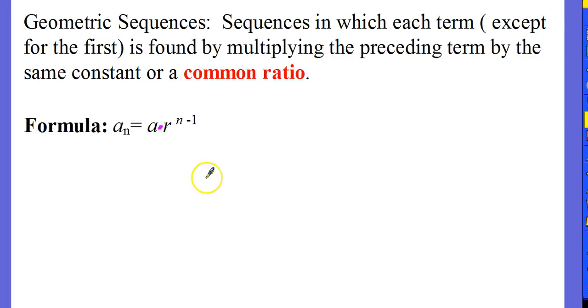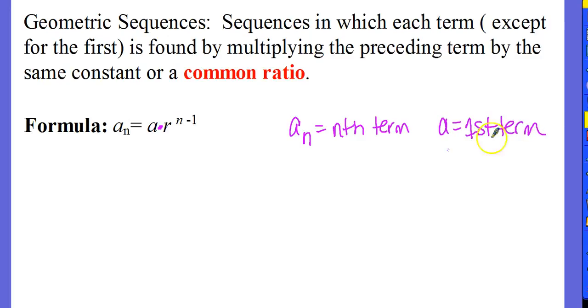So let's define our variables. If we're using this formula, typically what we're looking for is the nth term, whatever that is. So this is our nth term. And our a is our first term. R is our common ratio.